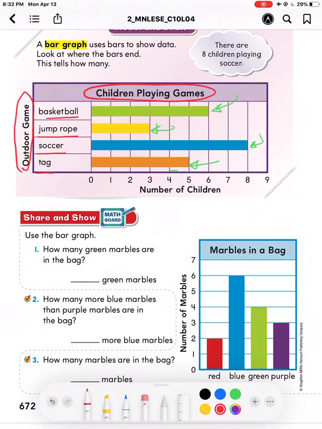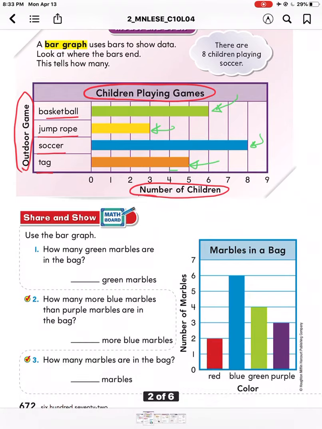Now, if I want to understand the bar here for basketball, I want to know the number of children here. For the bar graph, I want you to understand two important things. We have something called an axis. I know this word is too big for you to understand now because you will understand it later, but you have to understand that we have two axes. I will show it to you.